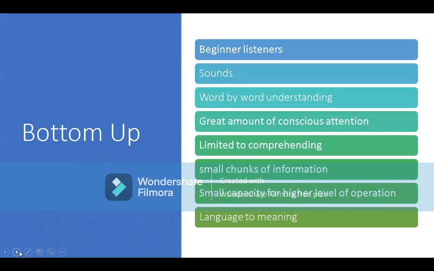Bottom up teaching starts with the small details like vocabulary, words, sounds, the step-by-step process of solving, like mathematical problems. Bottom up is definitely for beginner listeners. It tells about sound and word by word understanding over the learner, and it needs a great amount of conscious attention on small chunks of information.